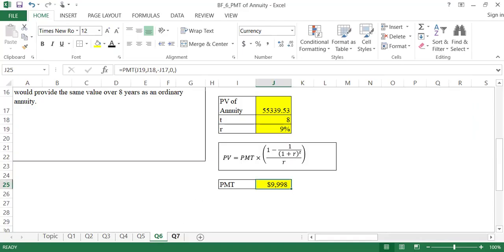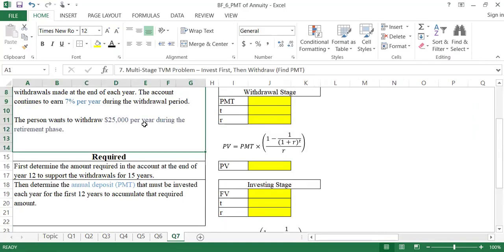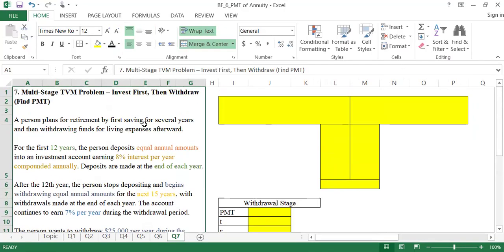And now we only have one more question to do. With that, this PMT thing is done. Using this logic that I'm trying to explain over here, you can do as many questions as you want.